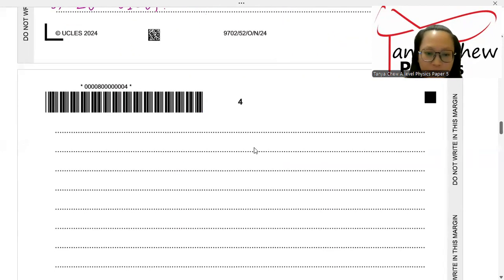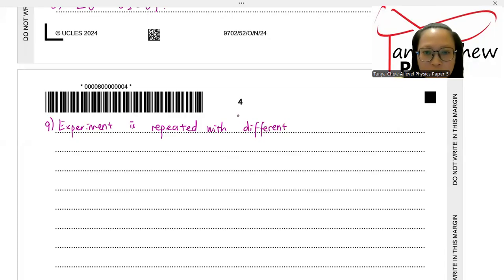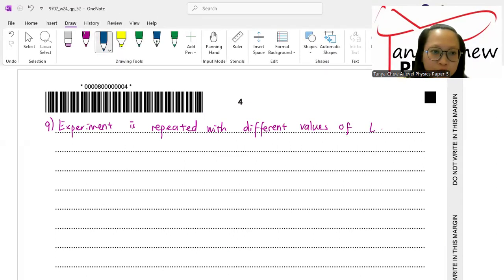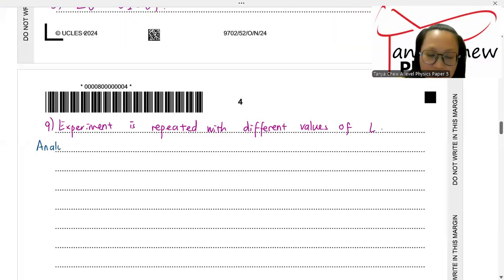And after that, okay, before I end my procedure or method, oh, this is number 9, I would say that the experiment is repeated. So always end with experiment repeated with different values of L. That's it. And I'm done with that. So I am going to move on to my analysis after that.